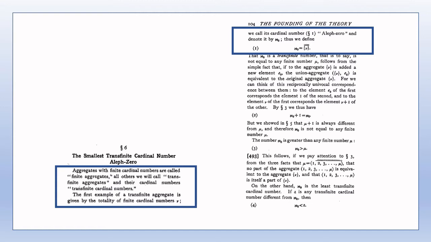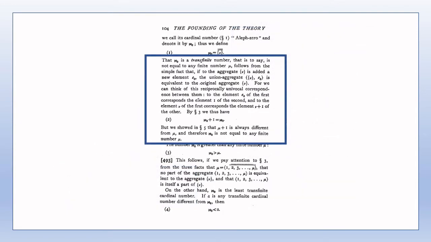By section 1, every aggregate has a cardinal number, and so the cardinal number of the aggregate nu is denoted using the symbol Aleph-Naught. Then Cantor goes on to show that Aleph-Naught cannot be equal to any of the finite cardinal numbers defined in section 5, thus showing that Aleph-Naught is genuinely a transfinite cardinal number, and therefore any aggregate with cardinal number Aleph-Naught must be a transfinite aggregate.